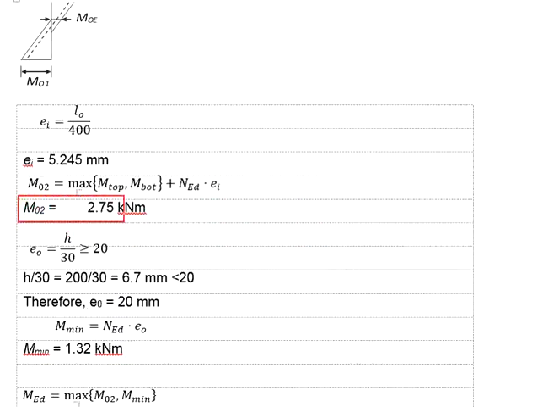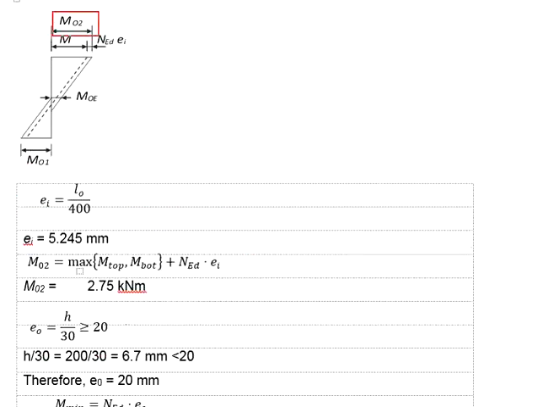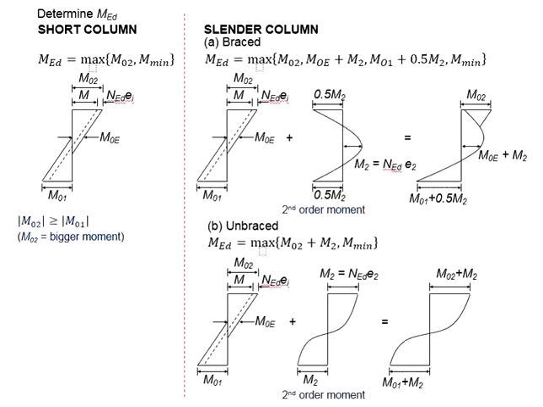Eventually, you get your M2 equals to 2.75. That means this will be 2.75. Now, if you refer to these equations, we have done determining the M02. We will need to get the M min, where the bigger value of the two shall be the MED that you use to determine the reinforcement.